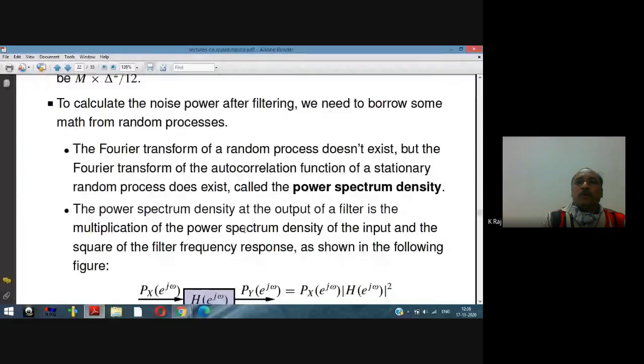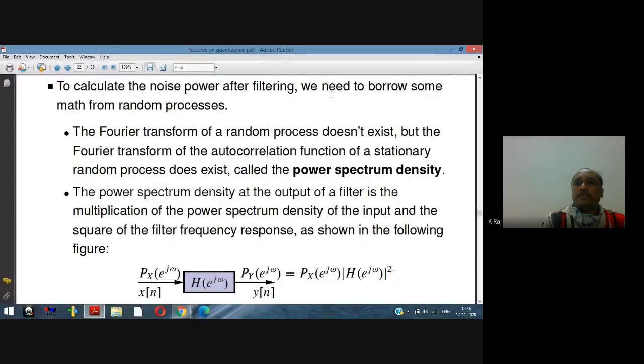To calculate the noise power after filtration, we need to borrow some math here. With some mathematical concepts we can say that the Fourier transform of a random process doesn't exist, but the Fourier transformation of the autocorrelation function of a stationary random process exists, and that is known as the power spectrum density. So if we take the Fourier transformation of the autocorrelation of the random process, that becomes the power spectrum density.